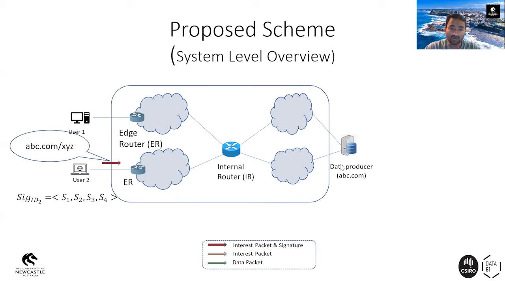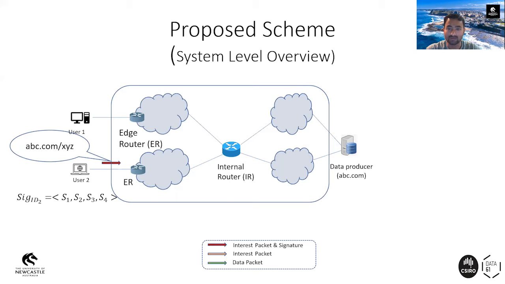Suppose user 2 wants to access a content XYZ from the data producer abc.com. User 2 first generates an interest packet that contains the required information about the requested content, including the content name. In our scheme, the user also generates a signature. We design a group-based signature mechanism for that.